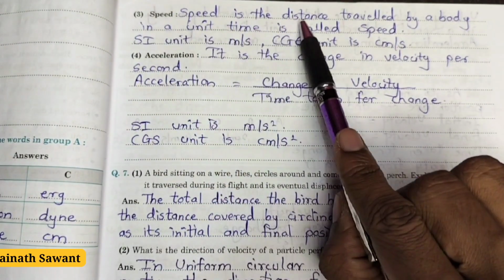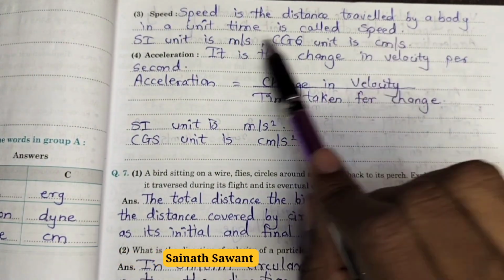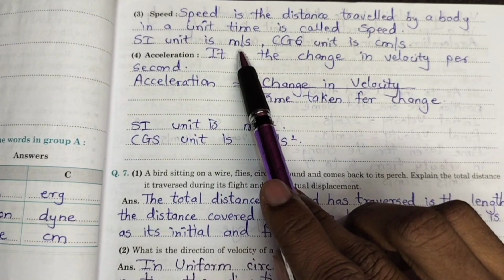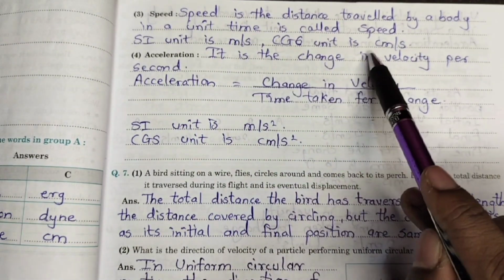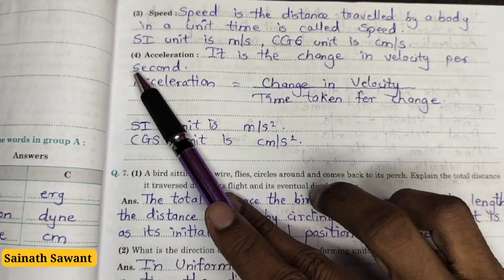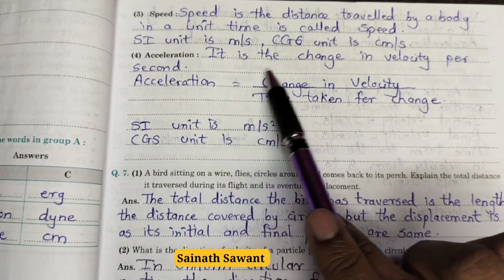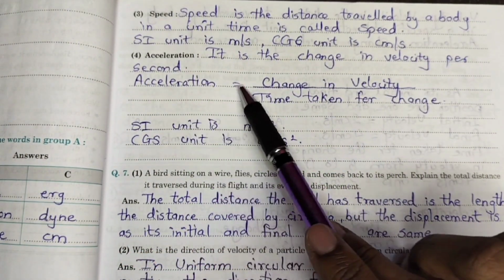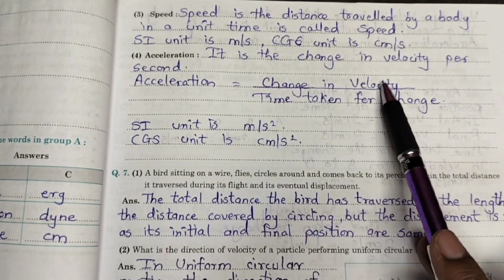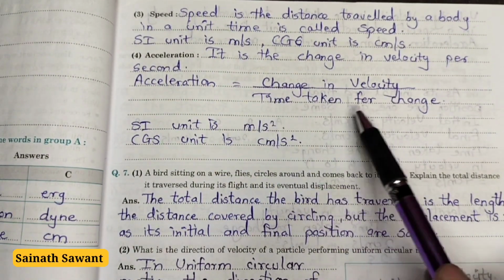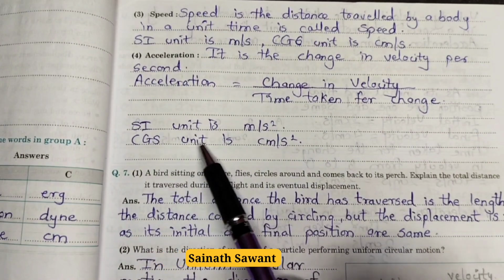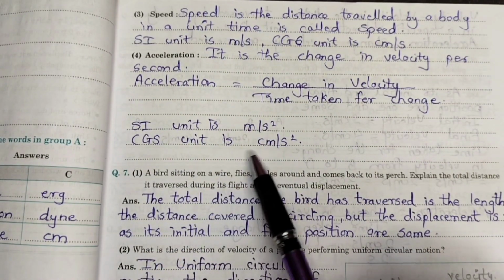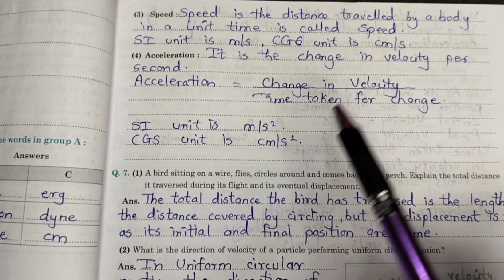Third, speed. The distance traveled by a body in a unit time is called speed. SI unit is meter per second. CGS unit is centimeter per second. Fourth, acceleration. It is the change in velocity per second. Acceleration is equal to change in velocity upon time taken for change. SI unit is meter per second square. CGS unit is centimeter per second square.